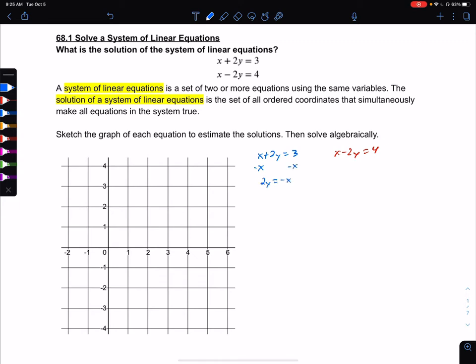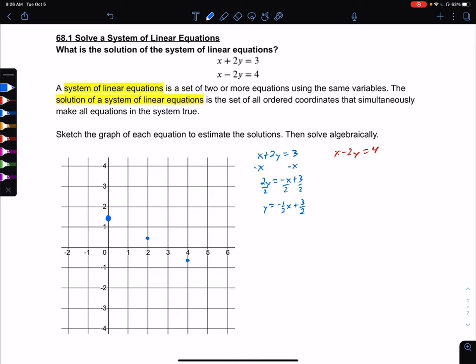2y would be negative x plus 3. And then I would divide everything by 2. So y would be equal to negative 1/2 x plus 3 halves. That gives me a y-intercept of 3 halves, or 1.5, and my slope would be negative 1 over 2. So I would go down 1 over 2, down 1 over 2.